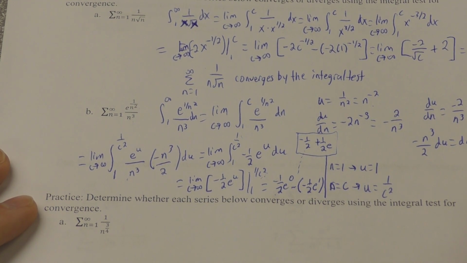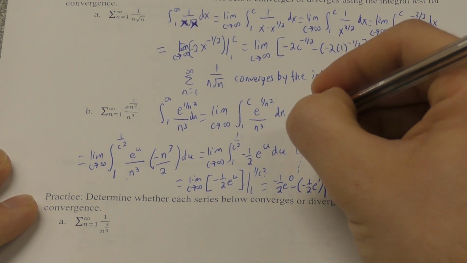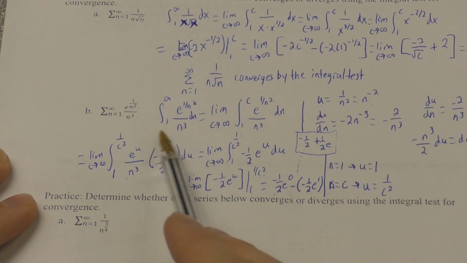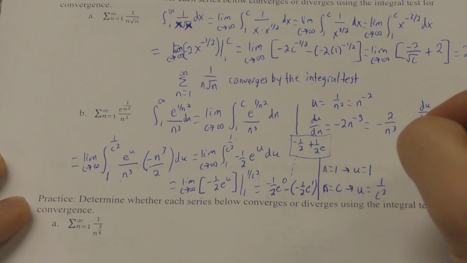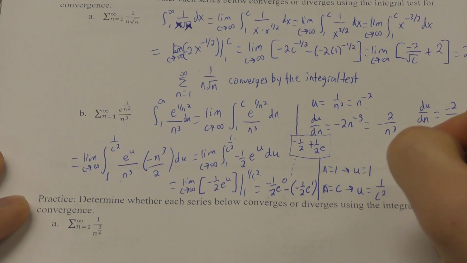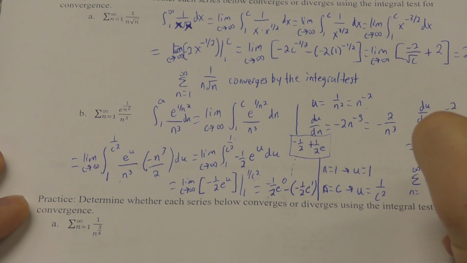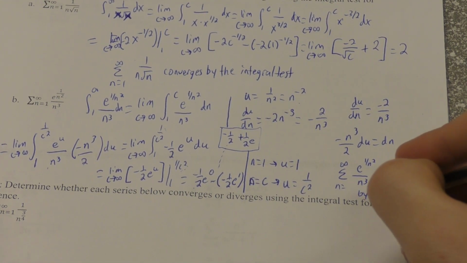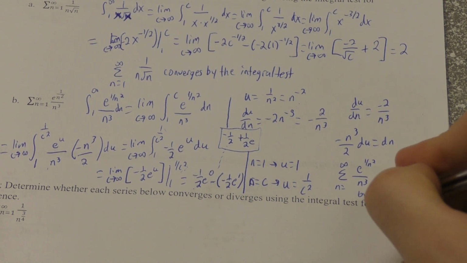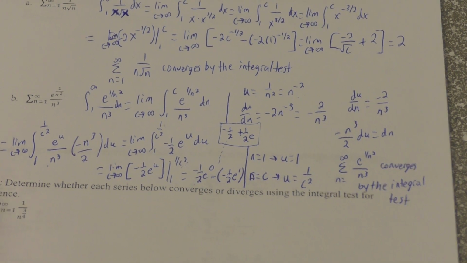What does this mean? Well, I did not give myself great space here. Sorry, y'all. What does this mean? So, if I sort of box out here, all that stuff over here is actually my integral work, and over here is my u substitution stuff. This means that the series e to the 1 over n squared over n cubed converges by the integral test, because my limit came out to be finite. Okay?